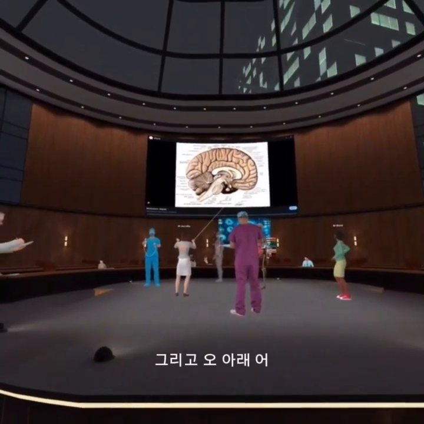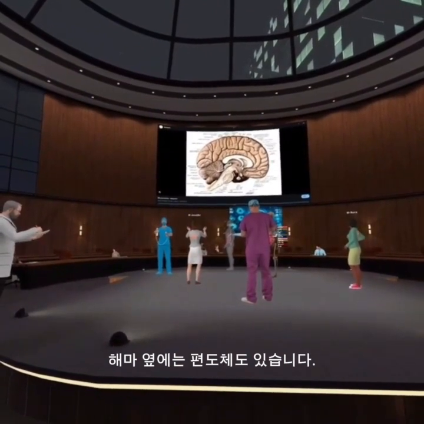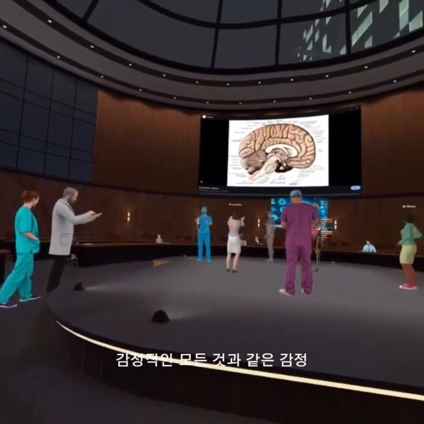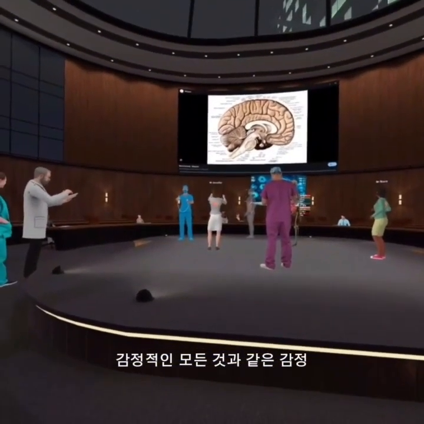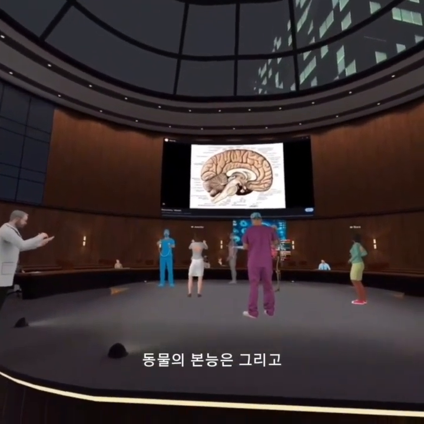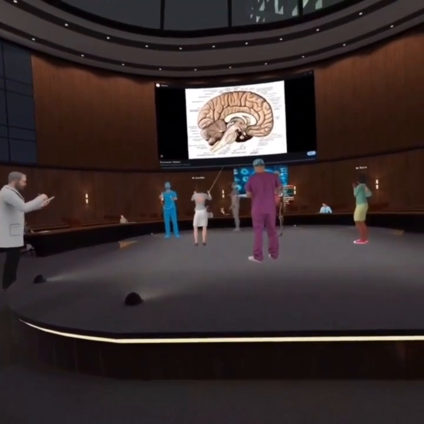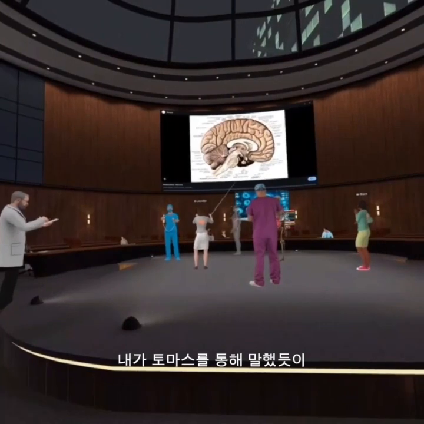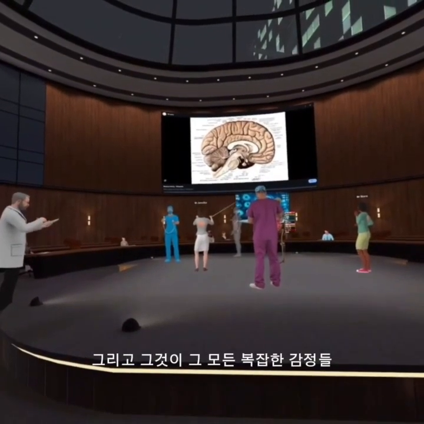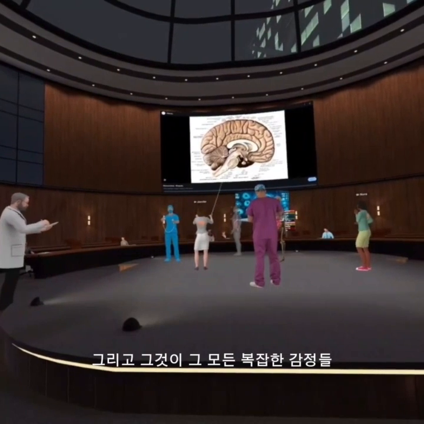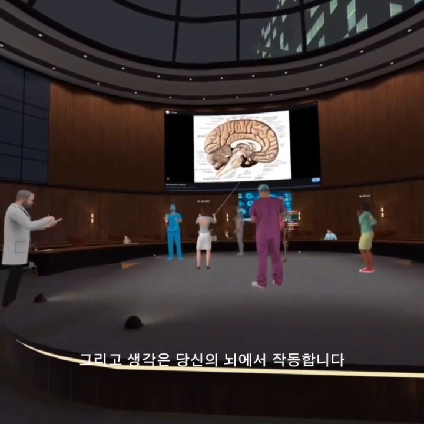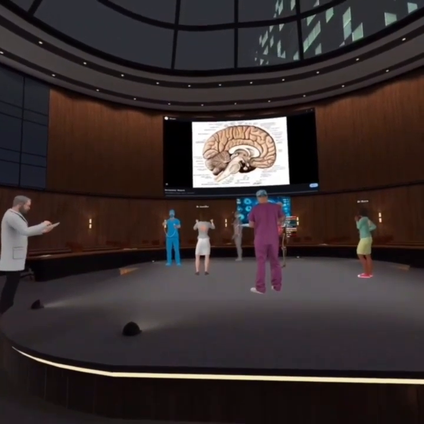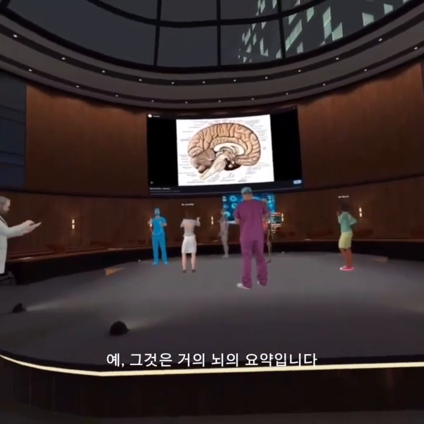And below, next to the hippocampus, there's also the amygdala, and the amygdala is largely responsible for fear, emotions. That's where all those emotional animal instincts come from, and those instincts of the limbic brain are relayed back and forth between the cerebral cortex, as I said, through the thalamus, and that's how all those complex emotions and thoughts operate in your brain to create your thoughts. That's pretty much a summary of the brain.